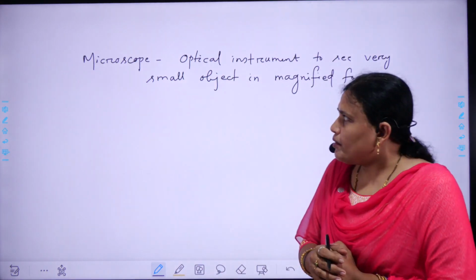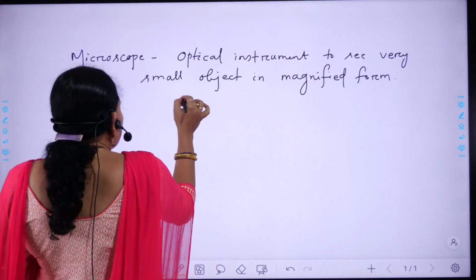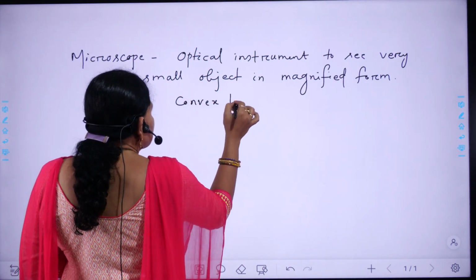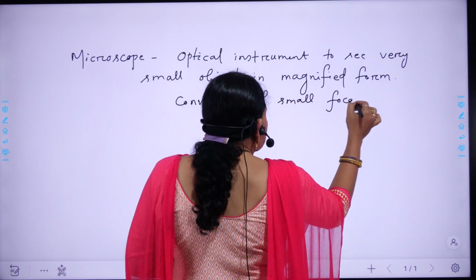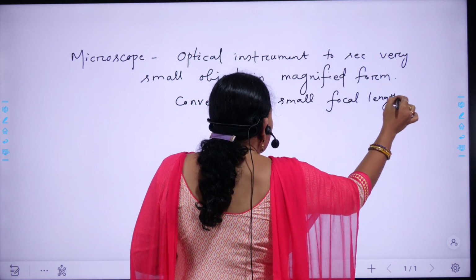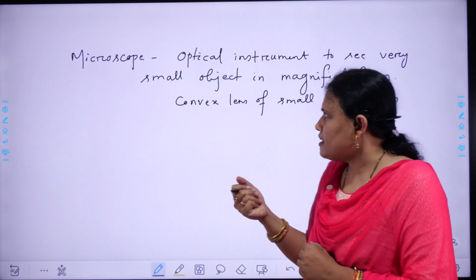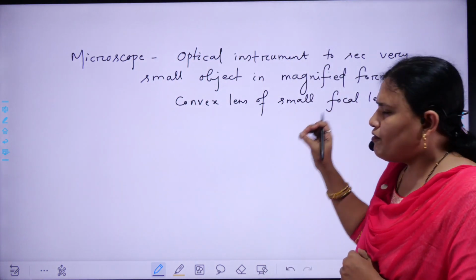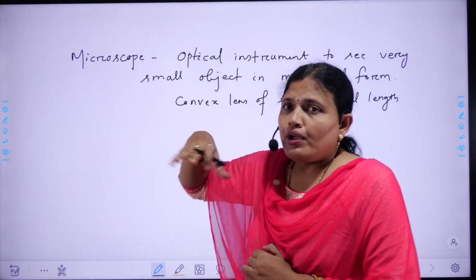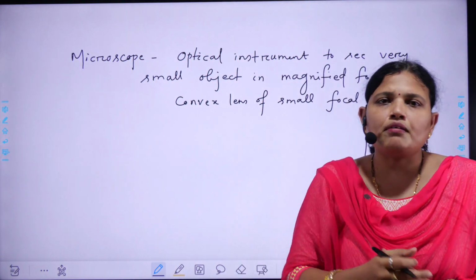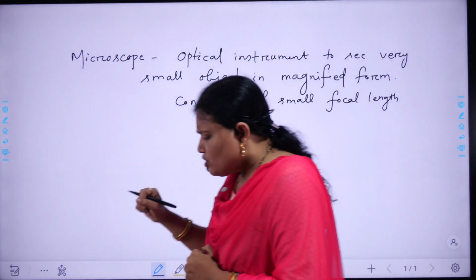So first, what is a simple microscope? A simple microscope means simply a convex lens. A simple microscope is nothing but a convex lens of small focal length, because the smaller the focal length, the more the magnification. We will go through this later while deriving the formula. So a convex lens of small focal length is used as a simple microscope. In the microscope we can see the image of a small object in magnified form.